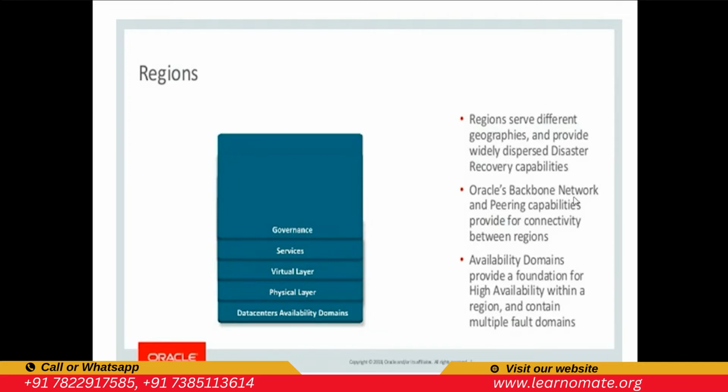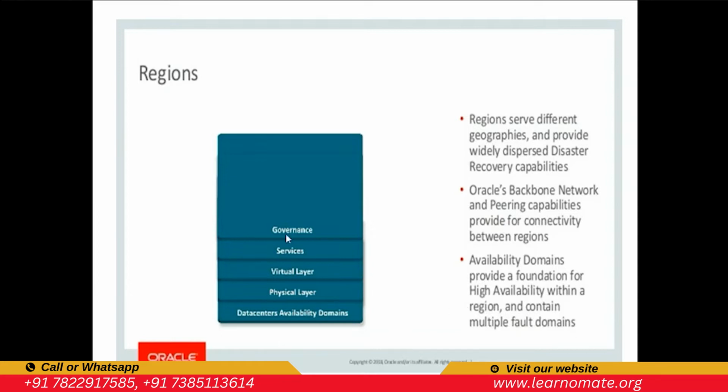And Oracle's backbone network and peering capabilities provide connectivity between regions. That network capability from Oracle gives us dramatic performance. We have no need to wait for anything, so the round trip time is very less. And availability domains provide a foundation for high availability within a region and contain multiple fault domains.